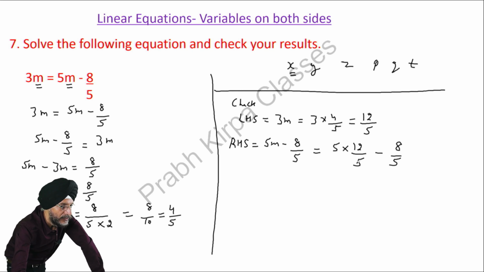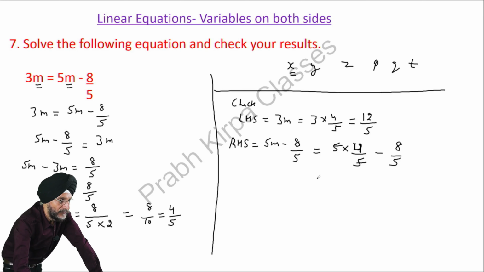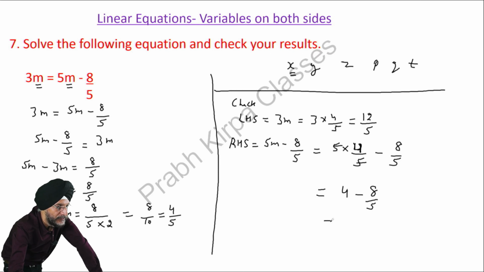No, here we have done something wrong. The value of m is 4 over 5. So it becomes 5 times 4 over 5, 4, minus 8 over 5, then 20 minus 8 over 5, it becomes 12 over 5.